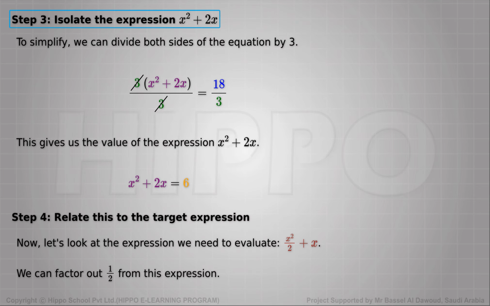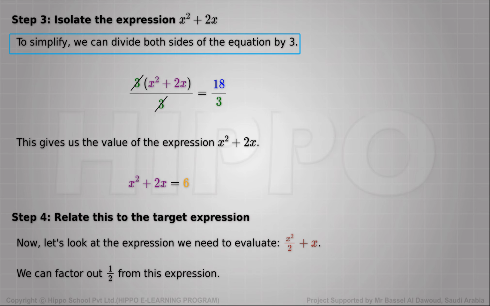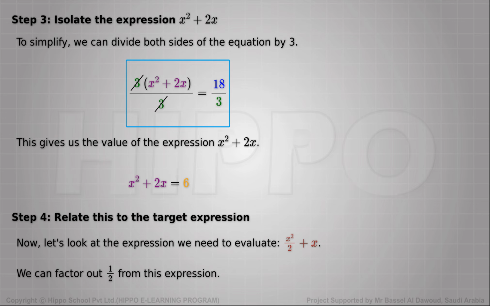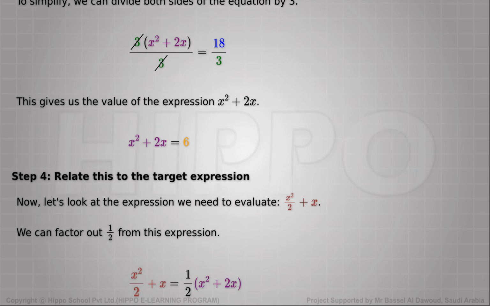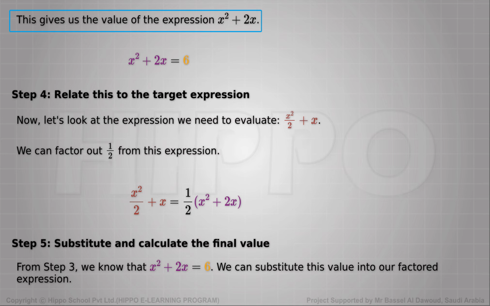Moving on to step 3. Our goal is to get the expression inside the parentheses, x squared plus 2x, all by itself. Right now, it's being multiplied by 3. To undo multiplication, we use division. So we'll divide both sides of the equation by 3. On the left side, the 3's cancel out, leaving just x squared plus 2x. On the right side, we have 18 divided by 3, and the result of that division is simple. 18 divided by 3 is 6.